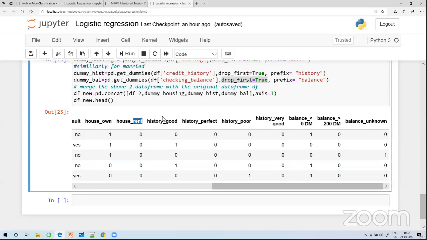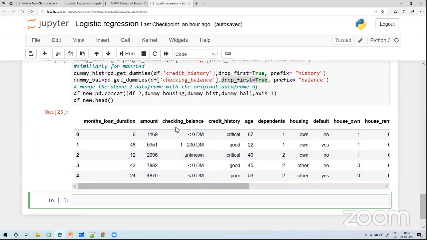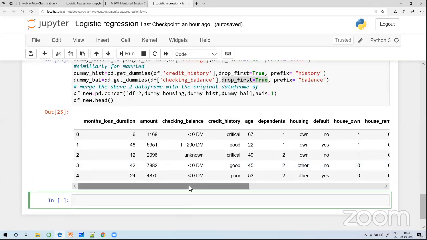And we created dummy variables for history, and we created dummy variables for balance also. Once we have the dummy variables, we don't need these original variables anymore. Checking balance, I don't want it. Credit history, I don't want it. Housing, I do not want it. So I am going to drop them.